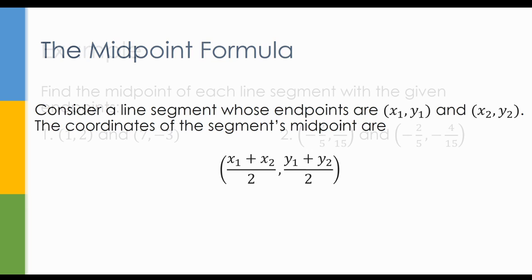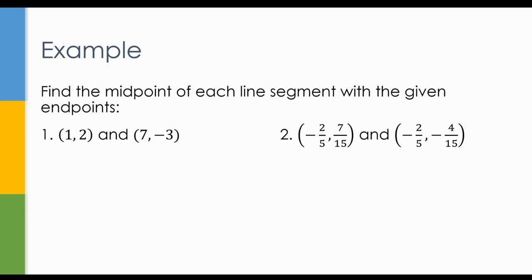So let's use that formula to look at a couple of examples. I'm going to just, once again, label the first ordered pair x1, y1, the second ordered pair x2, y2. If I want to find then the midpoint, I'm averaging the x's together. So I want to add 1 and 7 and then divide it by 2. If I then want to find the y, I'm going to average them. So 2 plus negative 3, or just 2 minus 3, and then we'll divide that by 2.